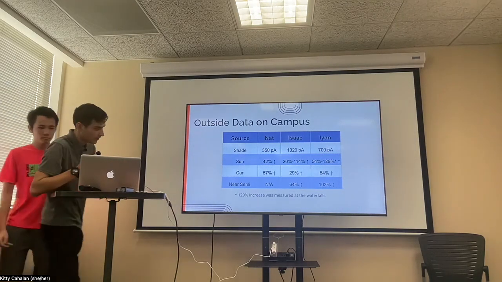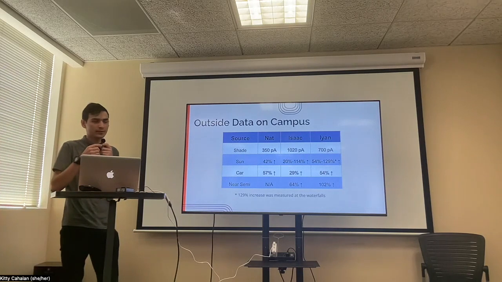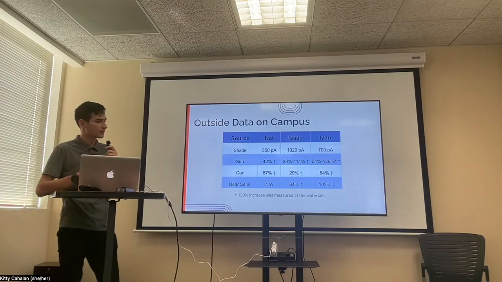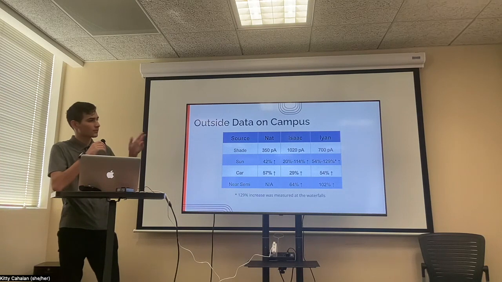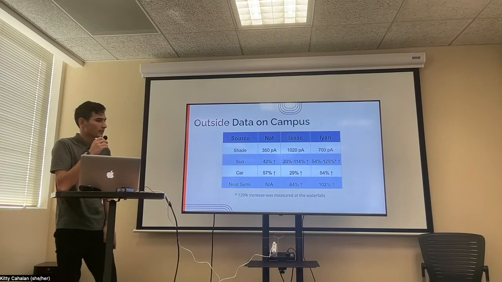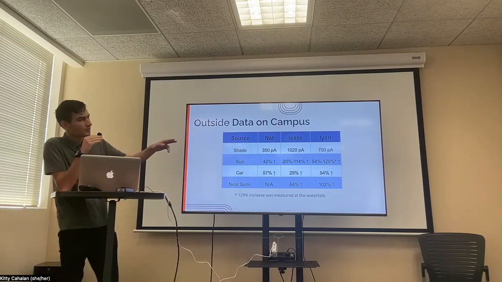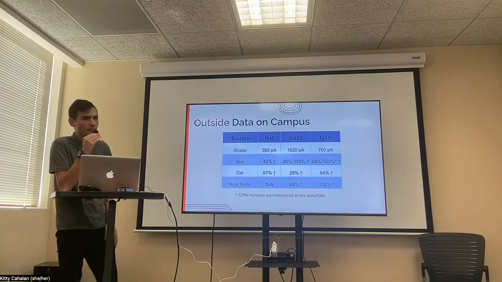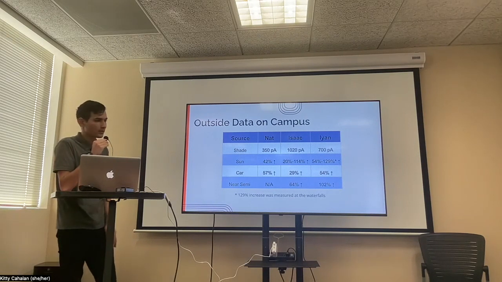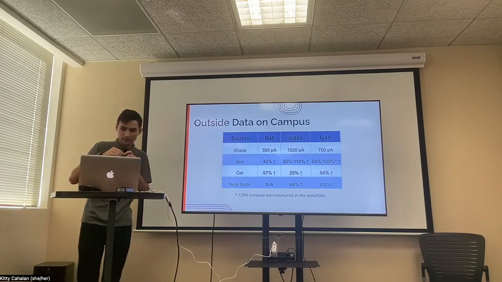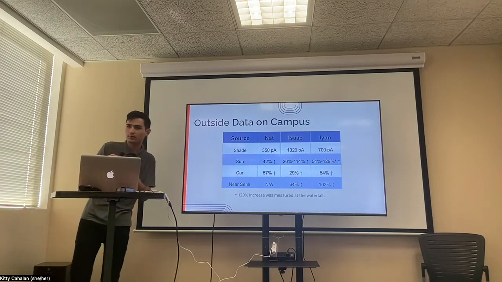Along with the Eden Canyon data, we also took data here on the Caltech campus, just to get different amounts. So for our shade, sun, car, that's the exhaust from the back of a car, and the exhaust from a semi that was parked nearby and just idling. So these are the amount of picoamps that was measured, and the rest is a percent increase from the shade. There's also here about a 129% increase from the waterfall. That was much bigger than anything else we measured here on campus.